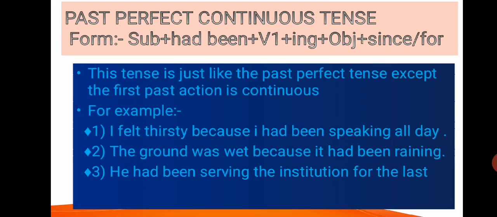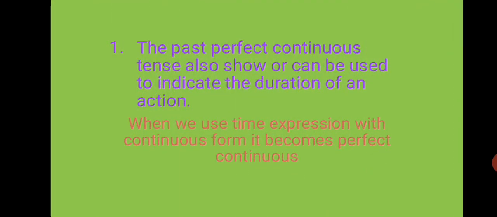He had been serving the institution for the last 1 year. In this example, we can see that the action actually started at some point in the past. He started service in the past, and he is still doing the service in the same institution. So had been and serving is showing past and continuity form of an action. So actually past perfect continuous tense can be used to indicate the duration of an action. Here I will repeat this point of time expression.